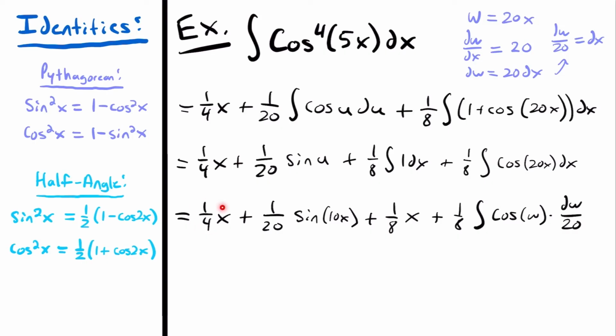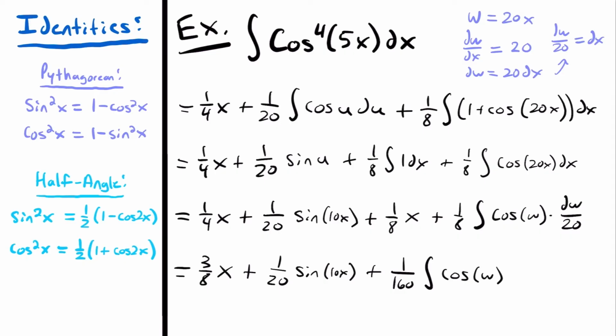Note that we have 1/4 x and 1/8 x. Those can actually combine. They are like terms, and 1/4 is the same as 2/8. And so 2/8 plus 1/8 is 3/8. So this is equal to 3/8 times x plus 1 divided by 20 times sine of 10x plus this integral, which we can simplify by pulling 1/20th out to the front. So we have 1/8 times 1/20th, which is 1 divided by 160. So we have 1 divided by 160 times the integral of cosine of w times dw.